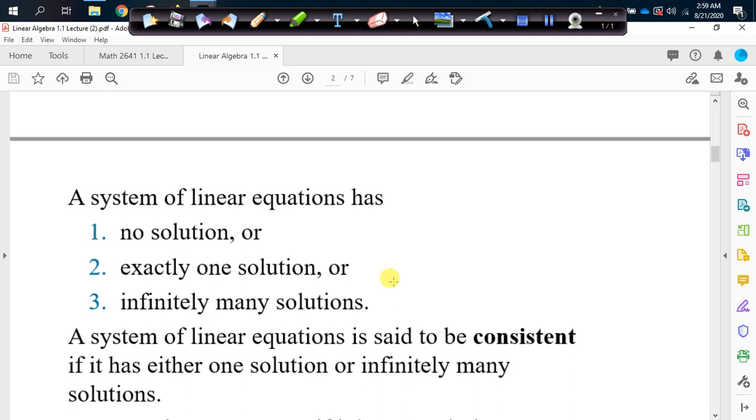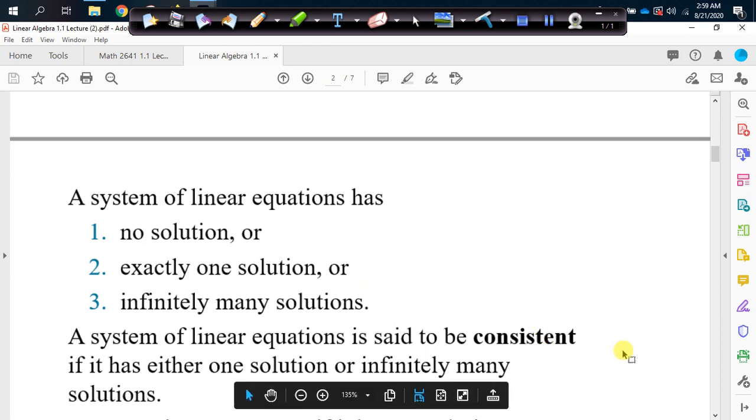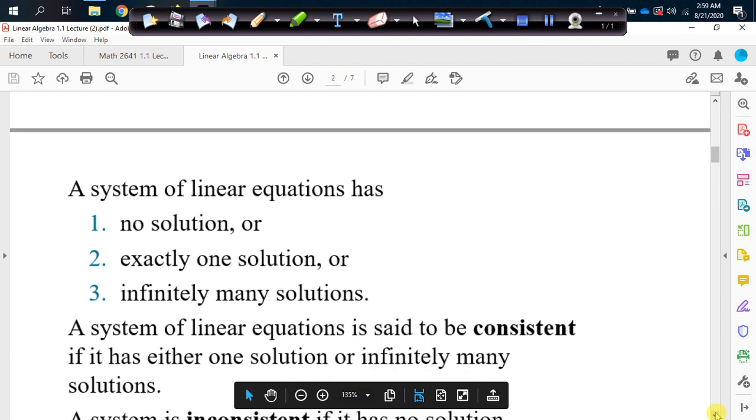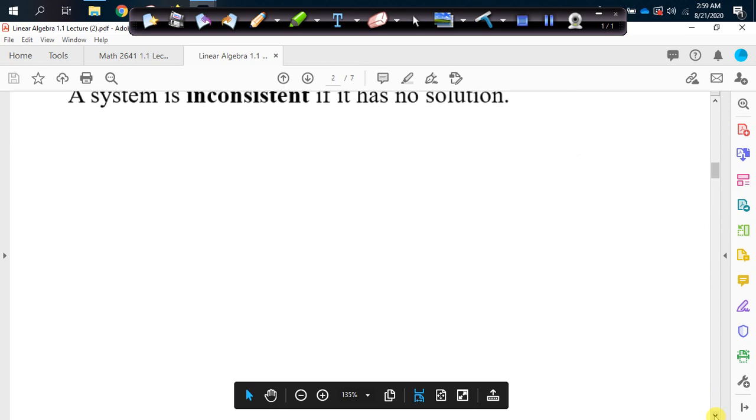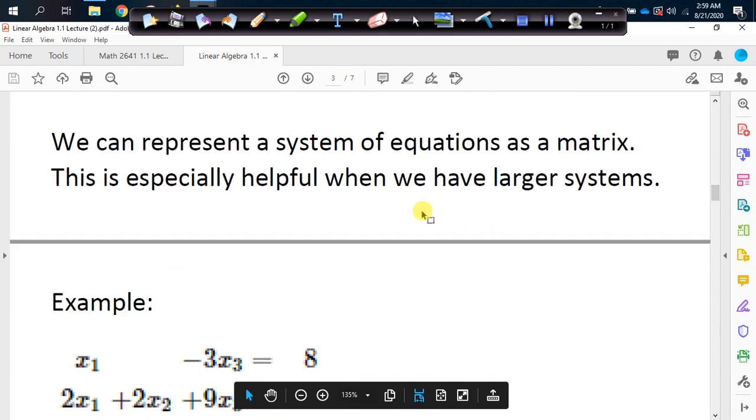Now, if you have at least one solution, then the system is said to be consistent. So if it has either one or infinitely many solutions. And if there's no solution, it's called inconsistent. Now, when we get to bigger systems, we're probably going to want to use a matrix, and that's what this course is about. Linear algebra is about the study of matrices.